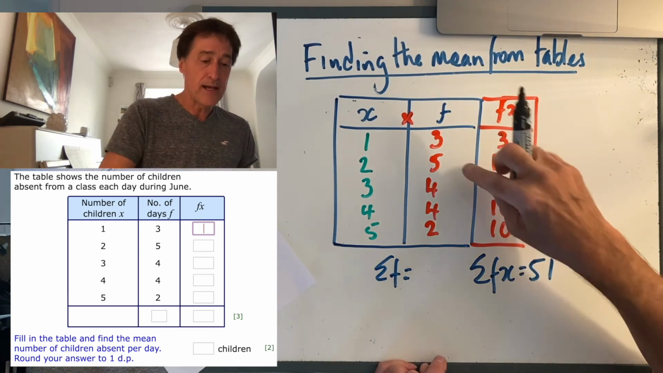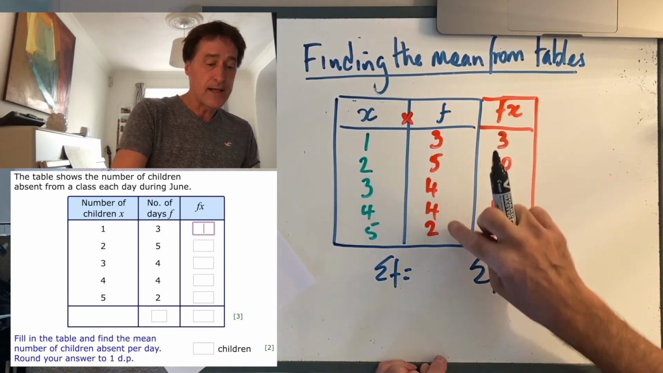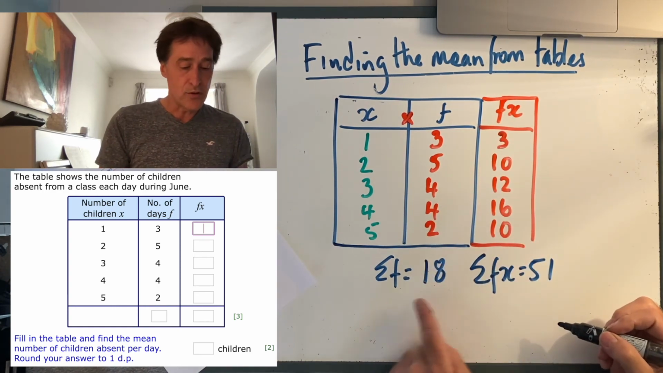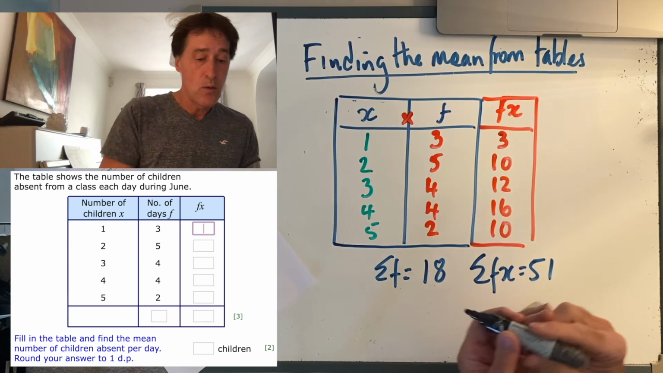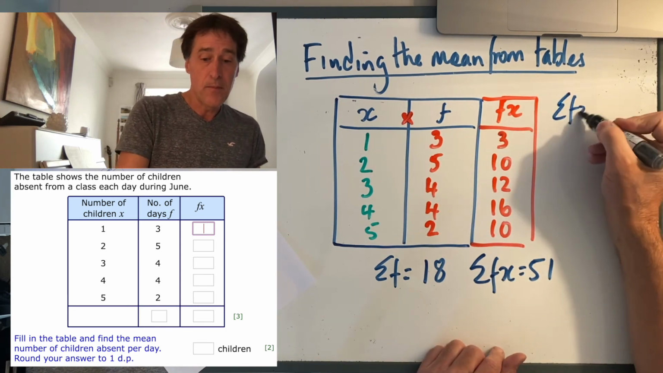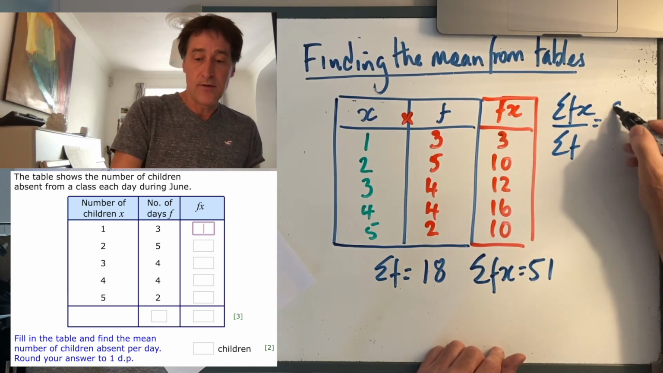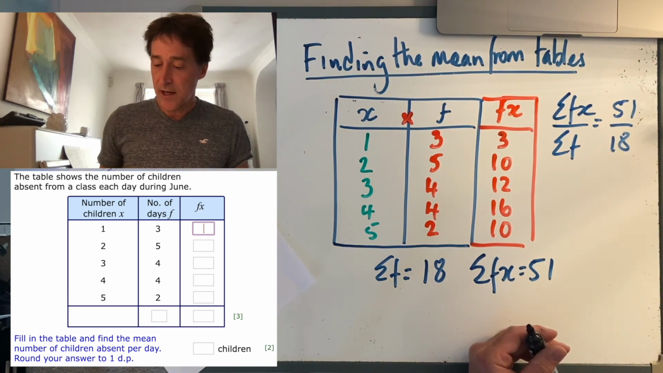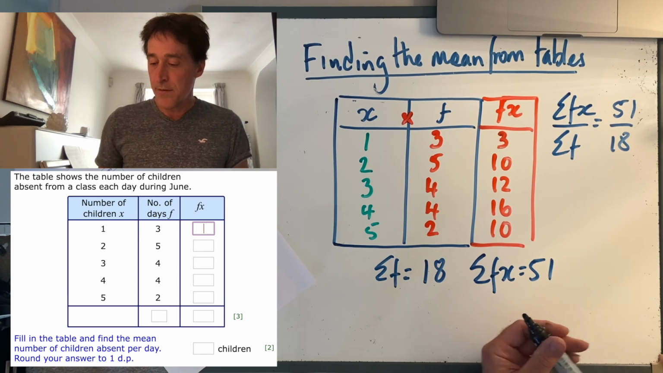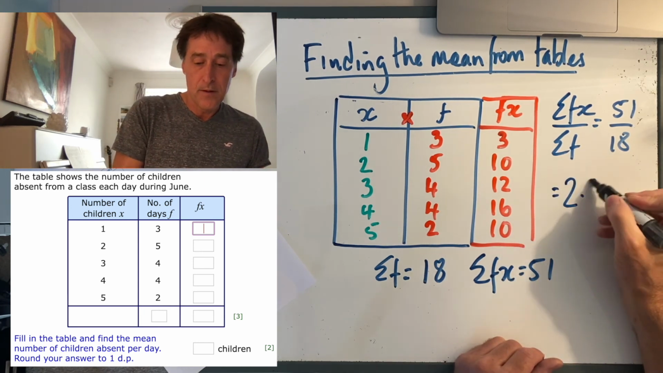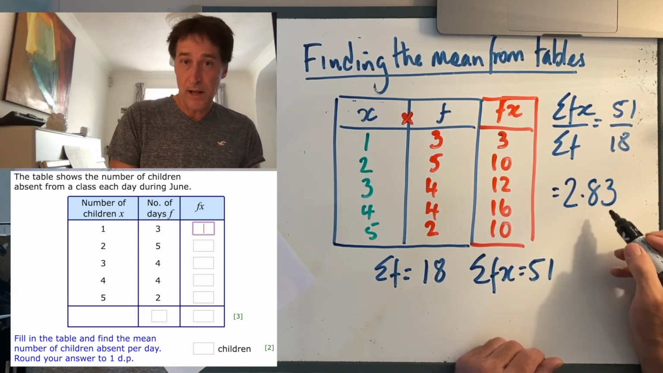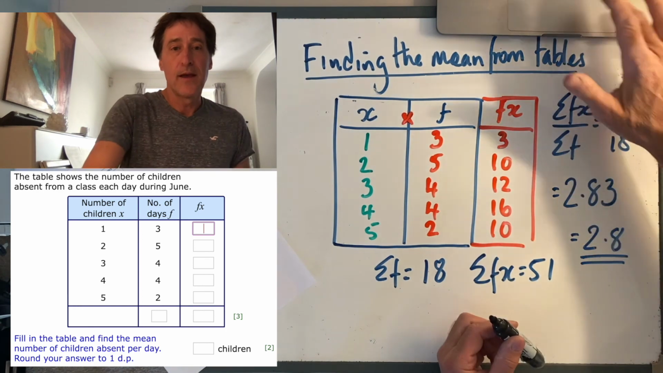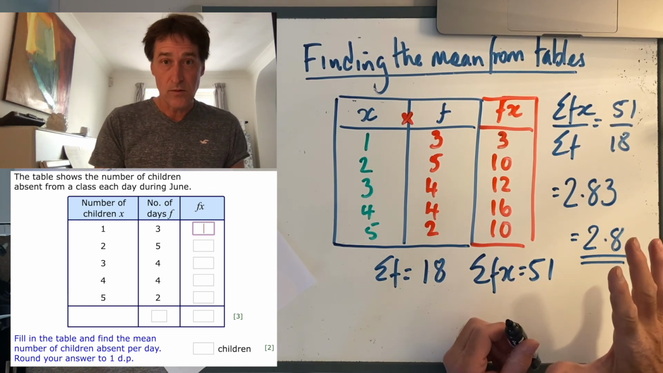So number bond if I can, 5, 8, 10, 18. Okay, 18 days in June there. So to find the mean number, what we do is we say the total number divided by the total number of days. So that's 51 divided by 18, and that will give us our mean. And so you can use your calculator, and you should come out with 2.83. And it says to 1 decimal place. That 3 is a low number, so it doesn't change the 8, it stays as 2.8. And that's how you find the mean number from tables. Hope it's helped.